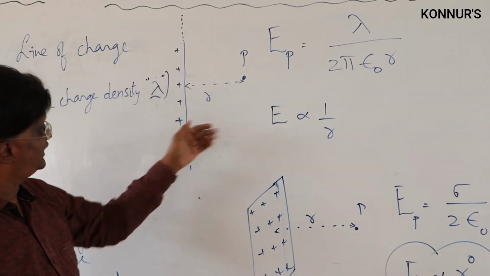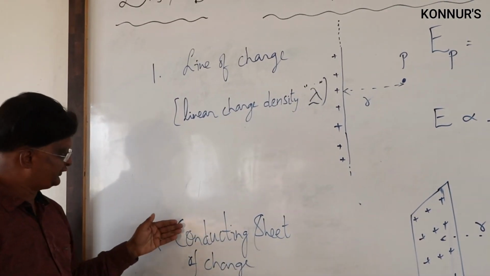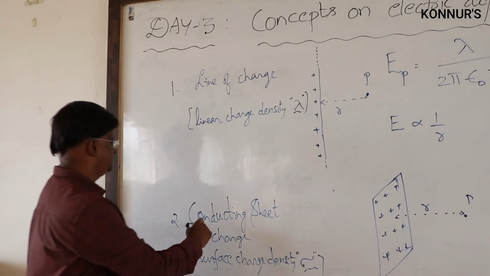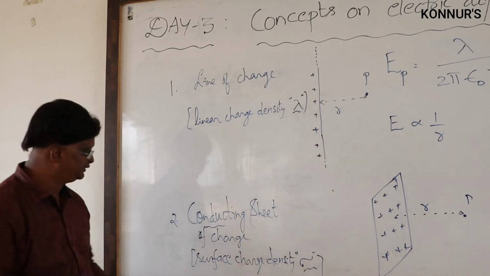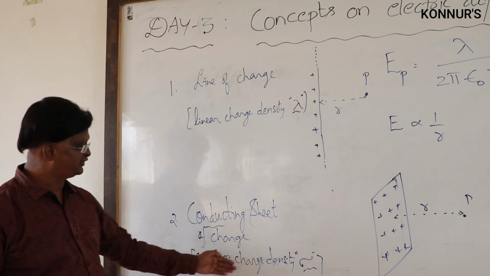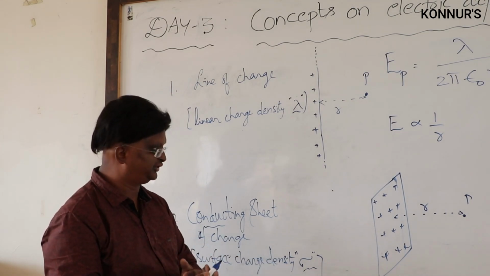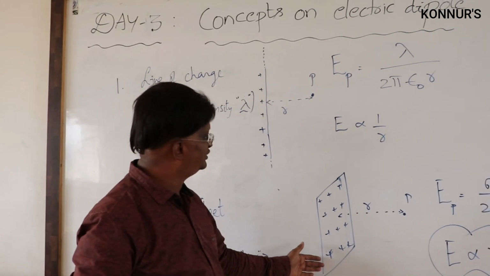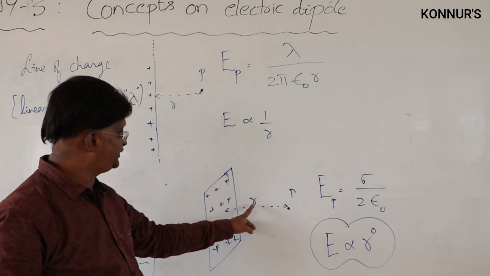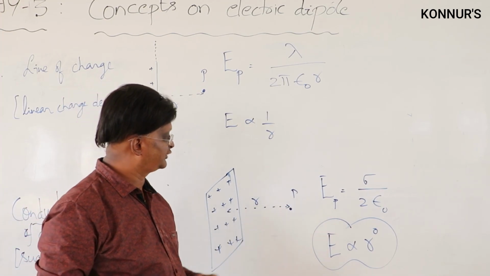Now another example for continuous charge distribution would be a conducting sheet of charge. This time I have taken a sheet of charge, and remember it's a conducting sheet of charge. It is charged such that the charge per unit area, the surface charge density, I have taken as sigma. So sigma is the surface charge density. Here again it's a long sheet of charge, and I have shown the point P, which is at a distance r.